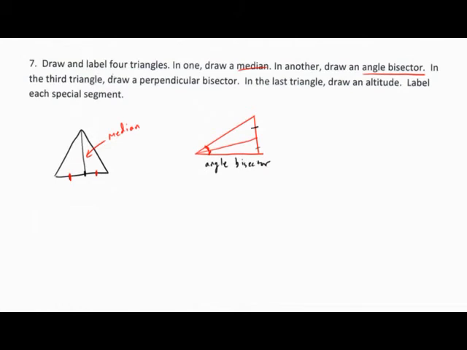In the third triangle, draw a perpendicular bisector. So if I went back to this triangle basically, and we're thinking of like an isosceles triangle, a perpendicular bisector would be when I draw the line, not only does it make 90 degrees, but it makes this angle congruent to this angle. So this is your perpendicular bisector.